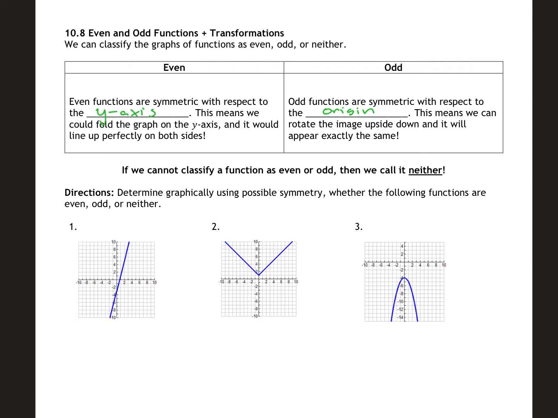And if we cannot classify the function as odd or even, then it will be neither. So the directions here: determine graphically, using possible symmetry, whether the functions are even, odd, or neither.